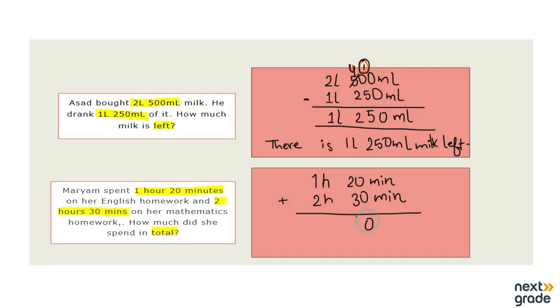0 plus 0 is 0. 2 plus 3 is 5. So we have 50 minutes. And 2 plus 1 is 3. We have 3 hours and 50 minutes. So how much did she spend? She spent 3 hours and 50 minutes in total. Okay? For her homework. All right.